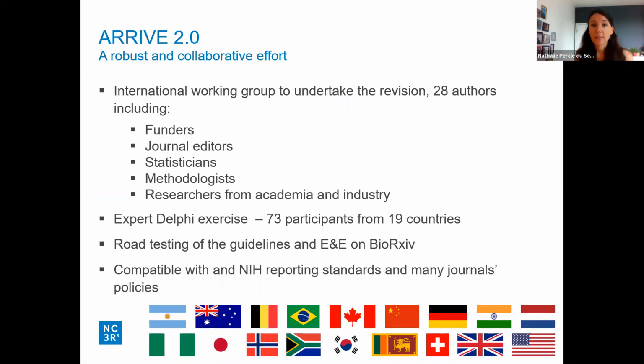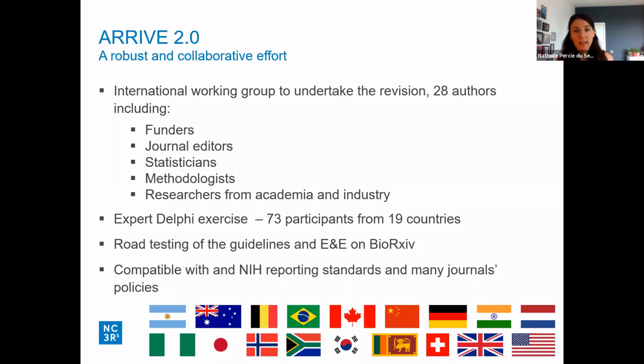Revising the guidelines has been an extensive and collaborative effort with input from the scientific community carefully built into the process. So this is to make sure that the guidelines are relevant to all in vivo researchers. And the revision has been undertaken by an international working group with expertise from across the life science community. So that includes funders, journal editors, statisticians, methodologists, and researchers from academia and industry.